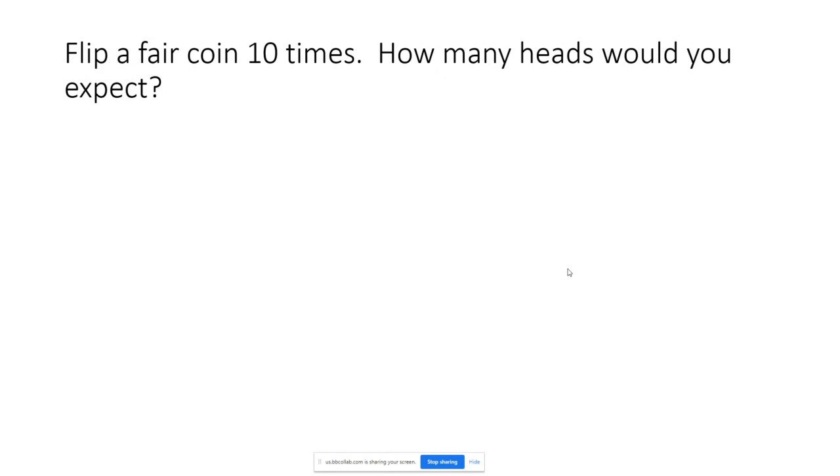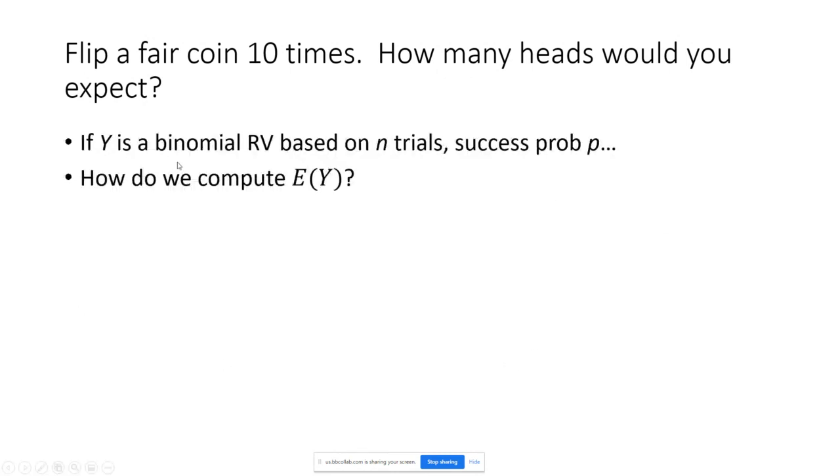All right. So this problem is not meant to have you do any calculations on paper, just think about it in your head. If you flip a fair coin 10 times, how many heads do you expect to get? 5. How'd you get that number? A half times 10. Yeah, so if y is a binomial random variable based on n trials and success probability p, our intuitive sense of how we compute the expected value of y is to take n times p.